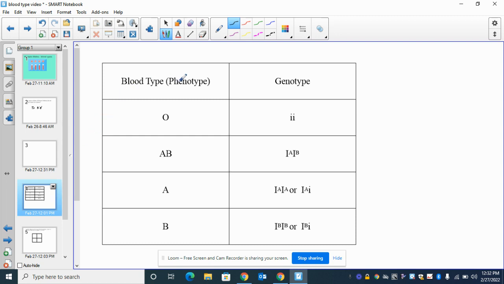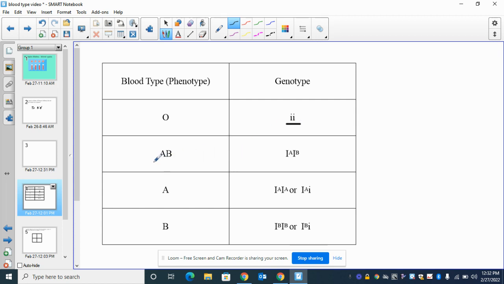Now, you see in the blood type here, phenotype is your physical appearance, or what your red blood cells look like. If you look, blood type O is going to have two lowercase i's. Now, remember, lowercase means recessive. So to have blood type O, you have to have two O alleles, or two lowercase i's, which we're going to use for that. Why do we pick I? Well, it's going to be the easiest to help us show that.